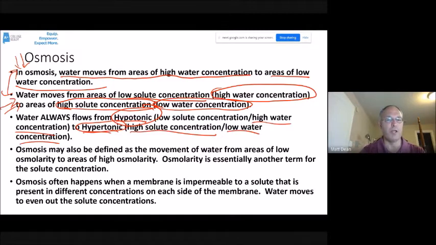Osmosis is most important when there's a membrane that's impermeable to the solute that we're talking about, but permeable to water. That's when osmosis is really important. When there's a solute either outside or inside the cell that can't move through the membrane easily, then to even out concentrations, water moves either into or out of the cell to do that.